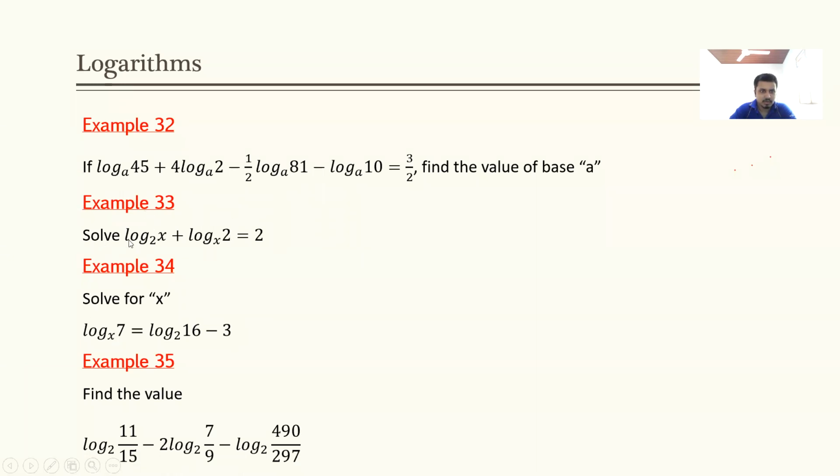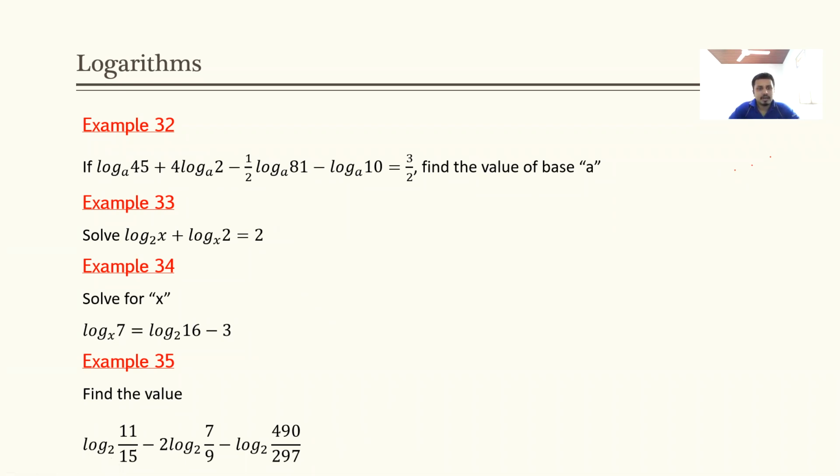For 33, it should be like this: log of x to the base 2 plus log of 2 to the base x equals 2. That needs to be corrected as this. And example number 34, instead of a here, you need to consider it as x. Solve for x, no? Therefore, it should be x here.